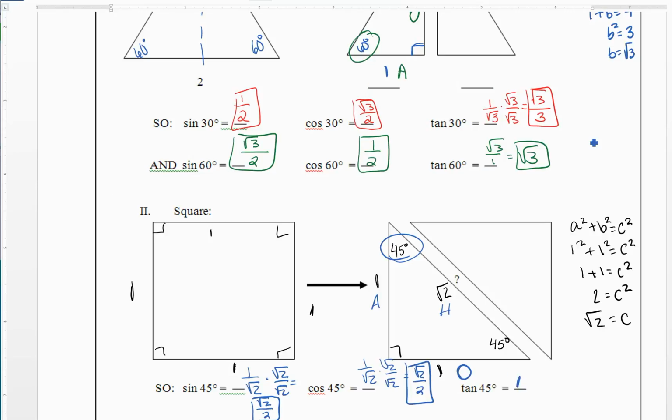So sine of 45 degrees is square root of 2 over 2. Cosine of 45 degrees is square root of 2 over 2. And tangent of 45 degrees is 1. Okay, so these three angles and their trig values are things that you're going to see a lot throughout this course. And I just wanted to show you how we came up with those values.